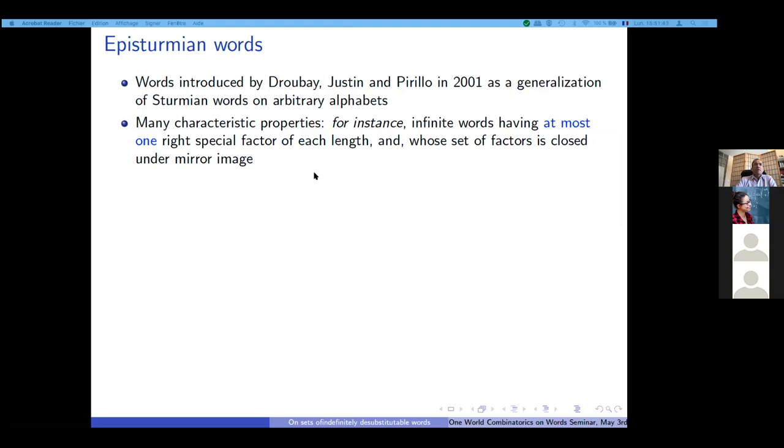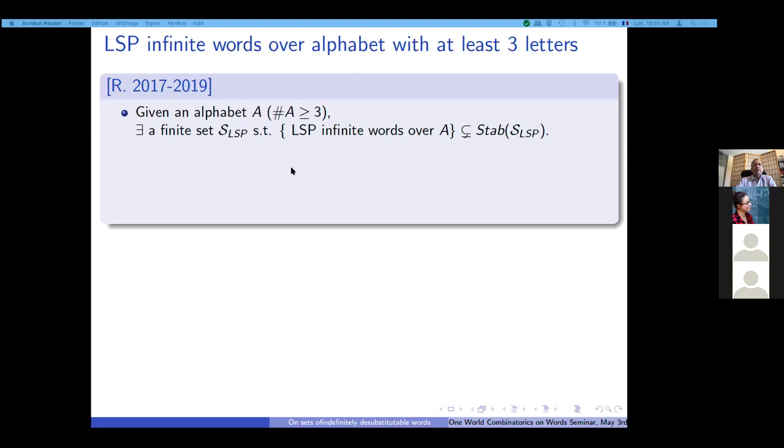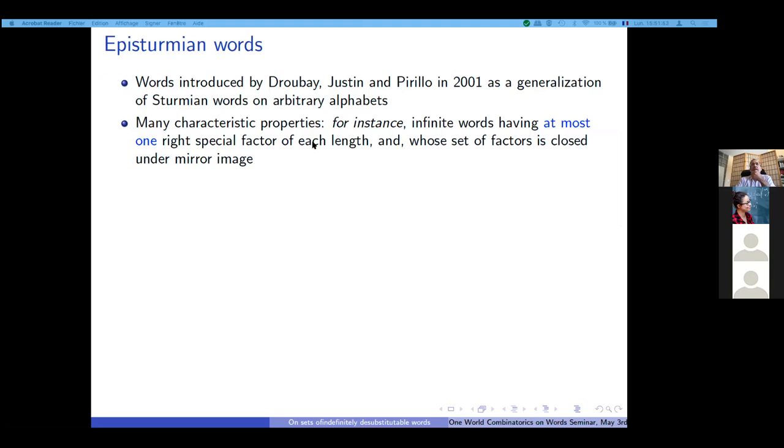So I ended the previous slide with binary words. I now end with the case of episturmian words. Episturmian words were introduced by Droubay, Justin, and Pirillo in 2001 as a generalization of Sturmian words on arbitrary alphabets. They have many characteristic properties. For instance, they are infinite words having at most one right special factor of each length, and the set of factors is closed under mirror image.